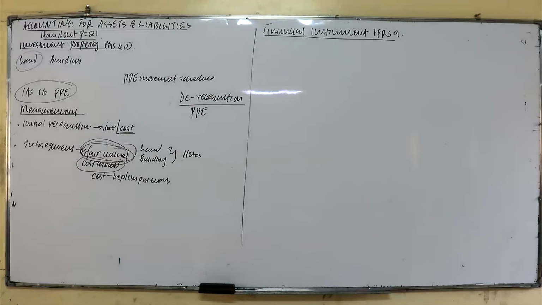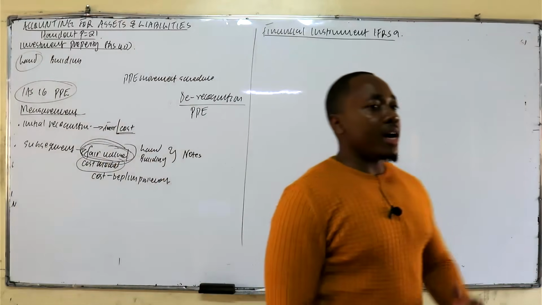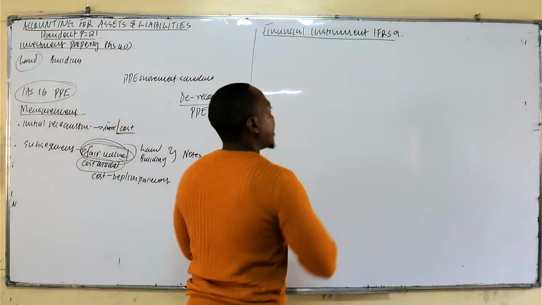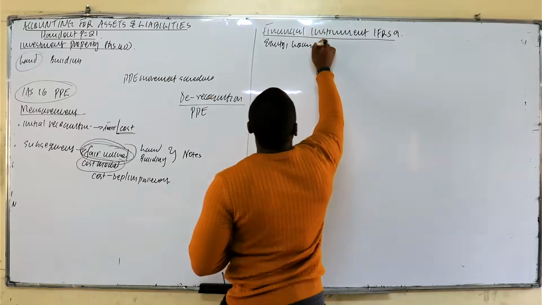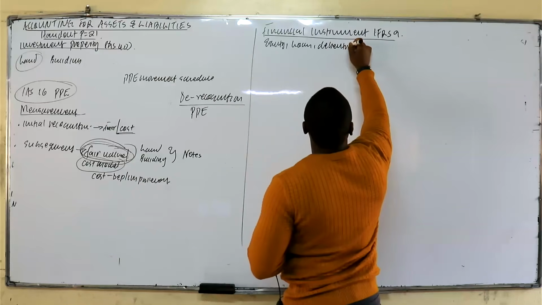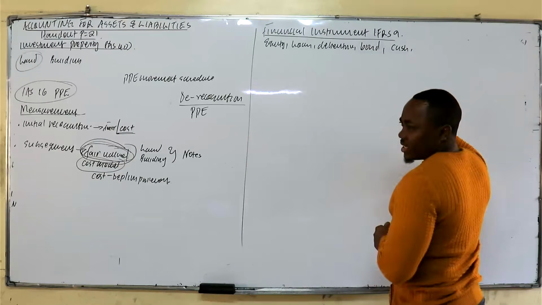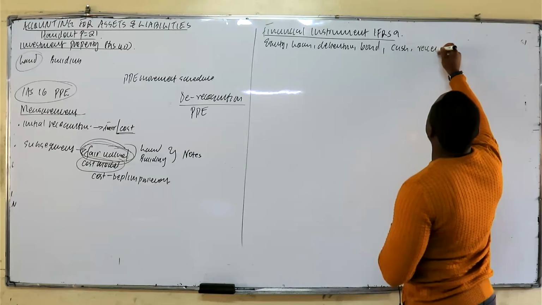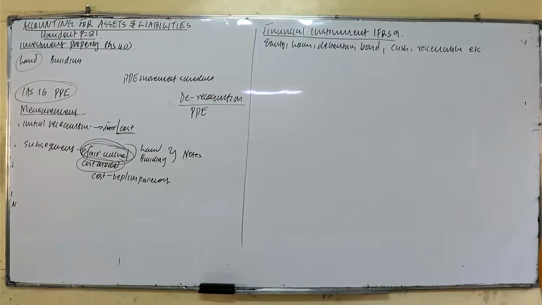Now, a financial instrument is a contract which gives rise to an asset to one party and a liability to another party, e.g., equity or share, loan, debenture, bond, cash, receivables, etc. If you take a loan from the bank, the loan to you becomes a what? A liability. What about the bank?